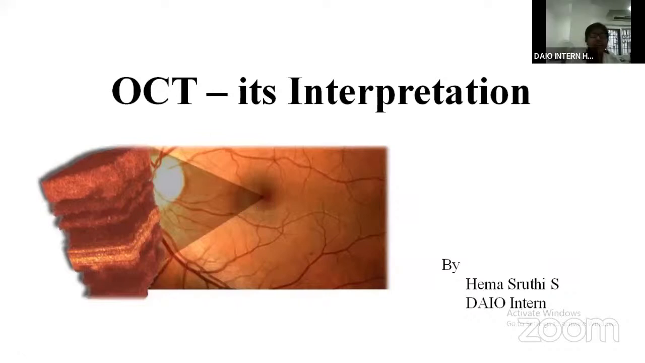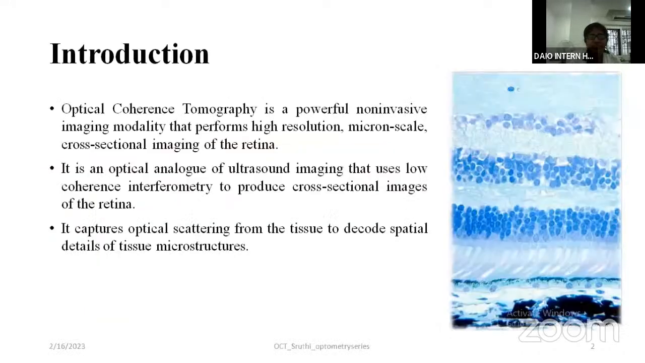Hello everyone. Now let's start with the topic OCT and its interpretation. Introduction. Optical coherence tomography is a powerful, non-invasive imaging modality that performs high-resolution, microscale, cross-sectional imaging of the retina. It is an optical analog of ultrasound imaging that uses low-coherence interferometry to produce cross-sectional images of the retina. It captures optical scattering from the tissues to decode spatial details of the tissue microstructures.